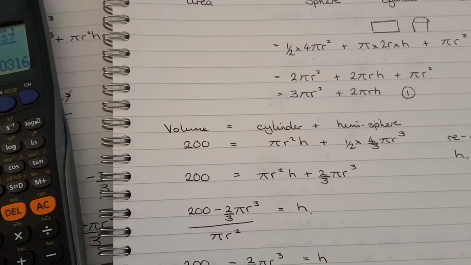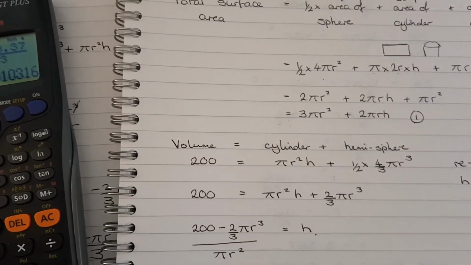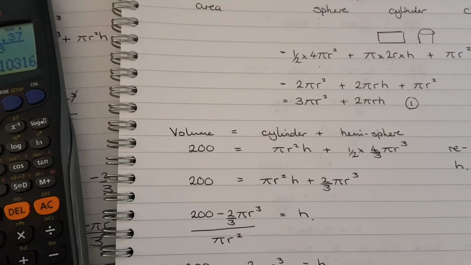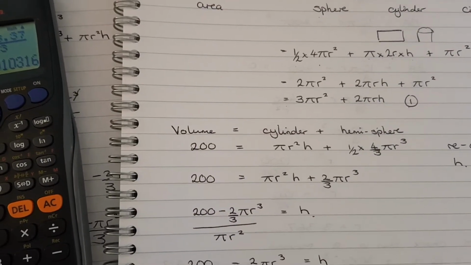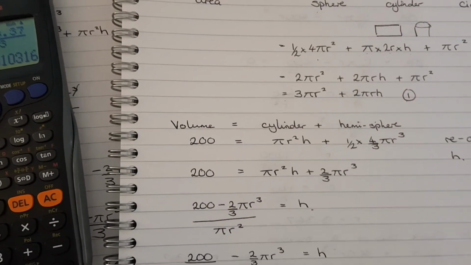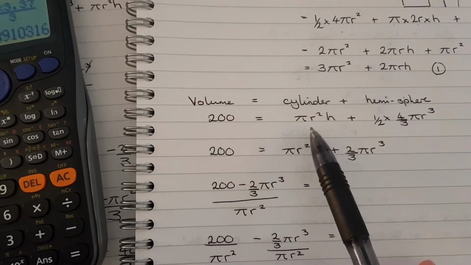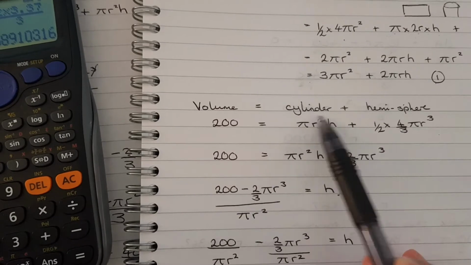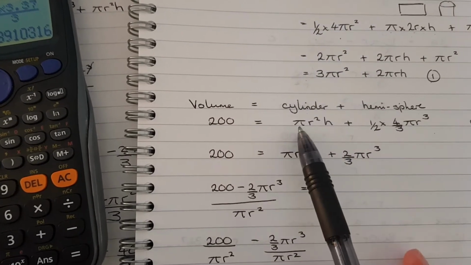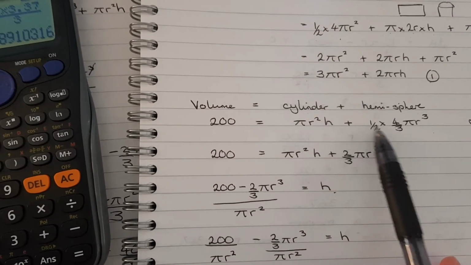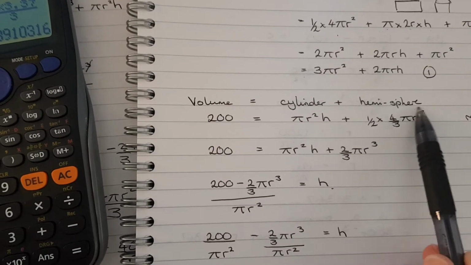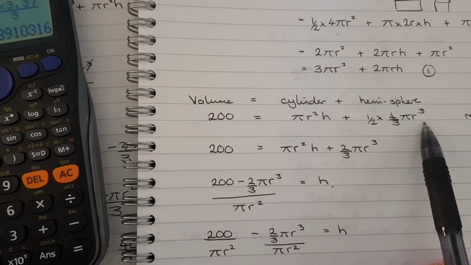If you look at what they want to give though, they haven't got h, so you've got to find a way of getting rid of h. They tell you that the volume of the cylinder, or the capacity, is 200 centimetres cubed. So that 200 centimetres cubed is going to be equal to the volume, which is the cylinder plus the hemisphere. So pi r squared h plus a half times the formula for the volume of a hemisphere.